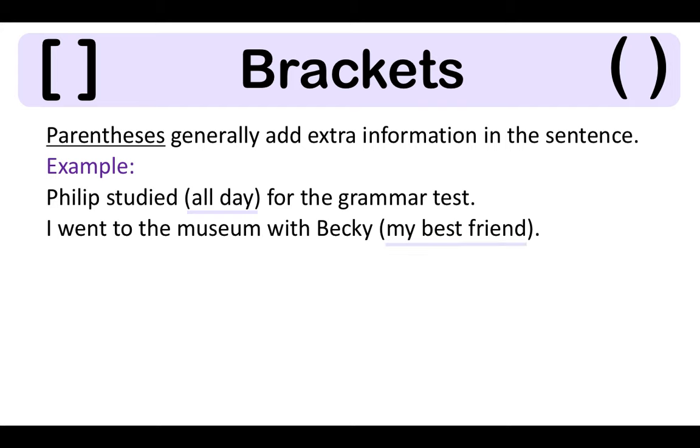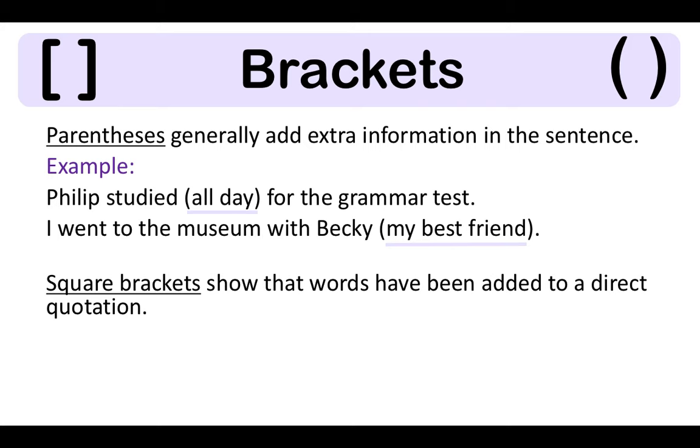In the second example, if we remove the bracket element, we're left with "I went to the museum with Becky." So the sentence still makes sense. The second type of bracket is square brackets. Square brackets show that words have been added to a direct quotation.